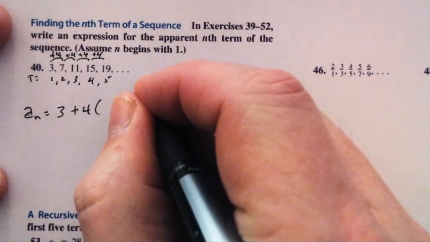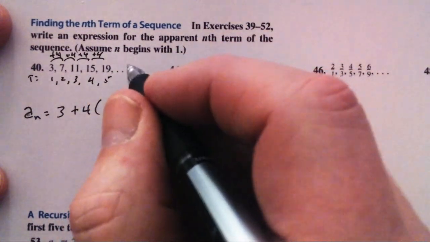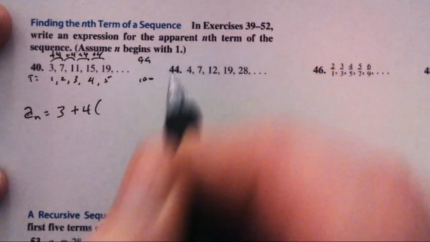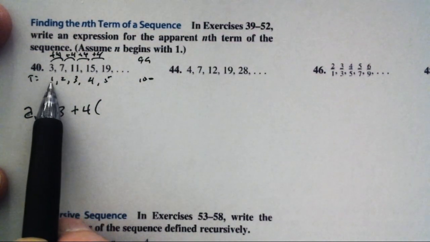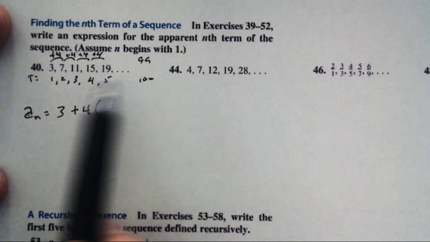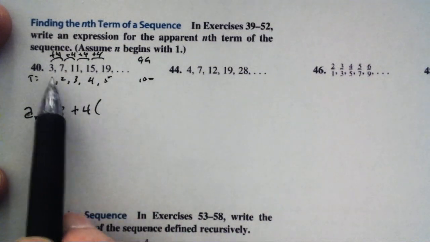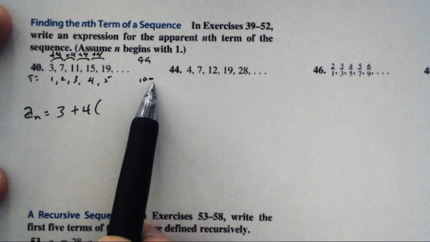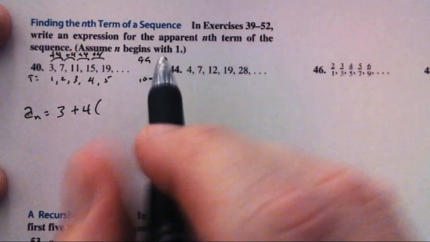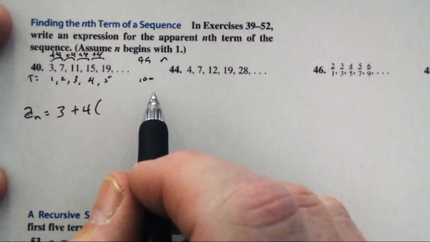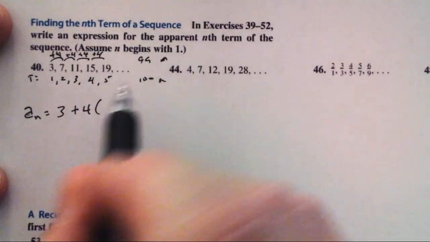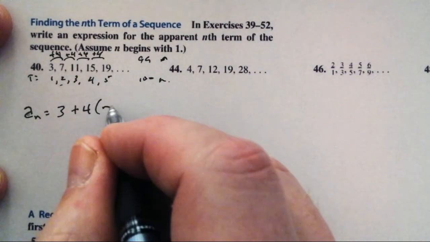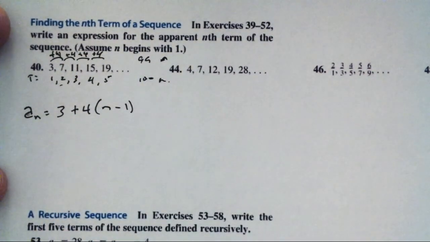And by the time I get out here to the 100th term, I will have added 4 99 times, because I started here. How many steps is it from the first term to the 100th? There's 100 terms here, but if I start at the first term, there's 99 steps. So by the time I get to the nth term out here, I'm going to have to take not n steps, but n minus 1. And I kind of like that form for it.